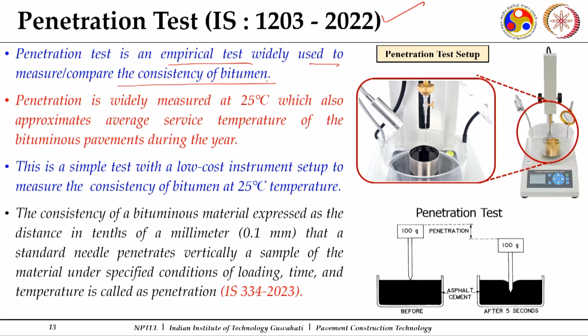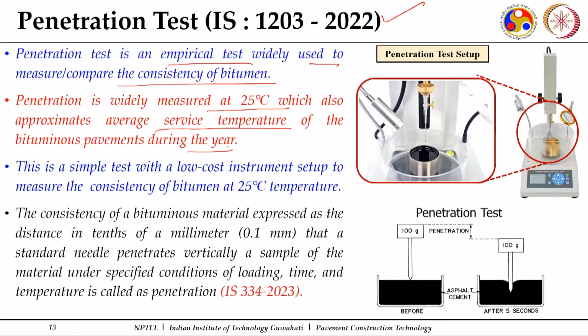Now, what is done? This particular test is done at a temperature of 25 degrees centigrade, which is normally considered as the ambient or the most approximate average service temperature, because you may have lower temperatures also, maximum temperatures also. So, 25 degrees centigrade for most of the region was considered as approximate average service temperature during the year.